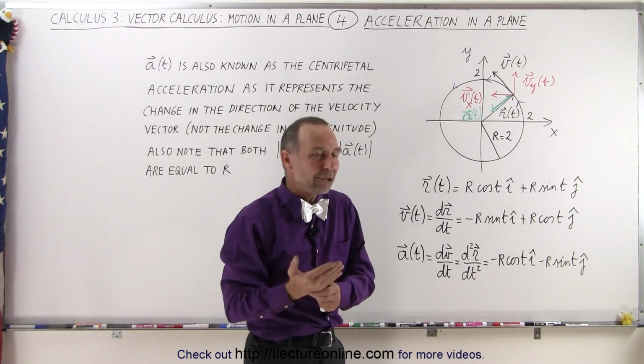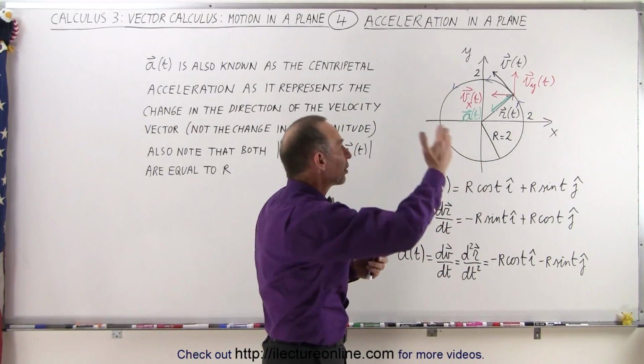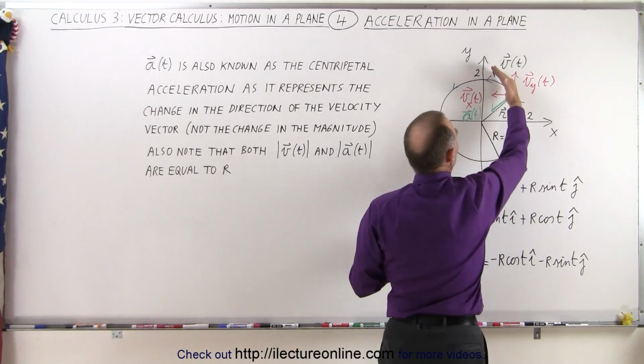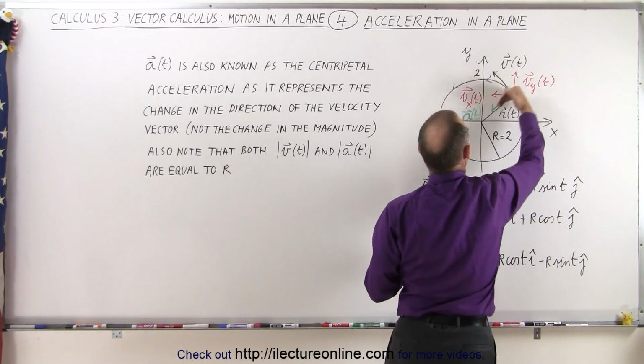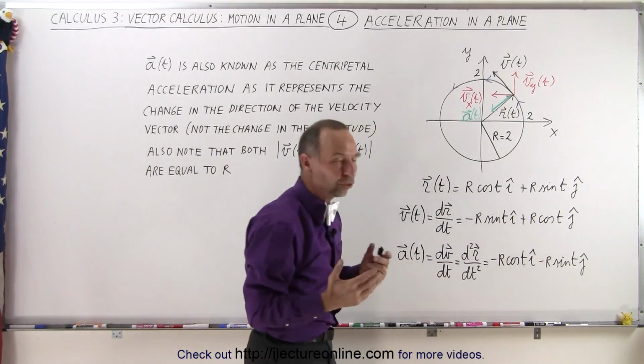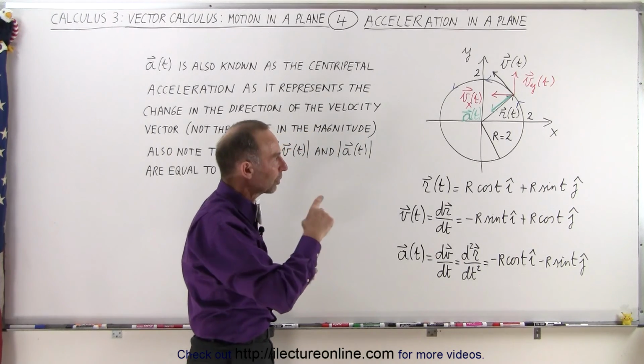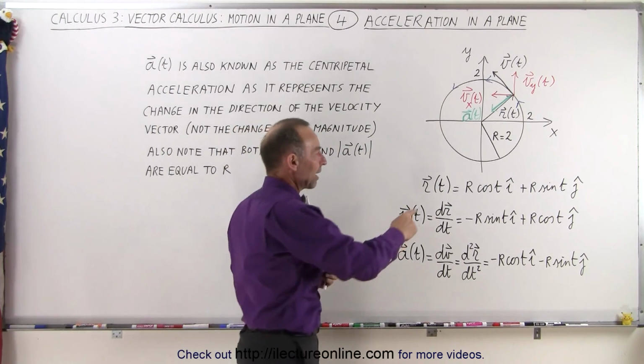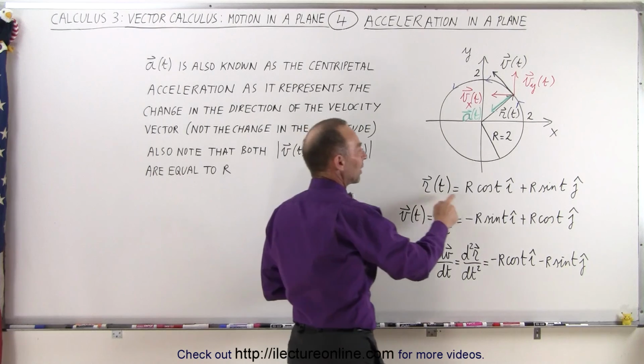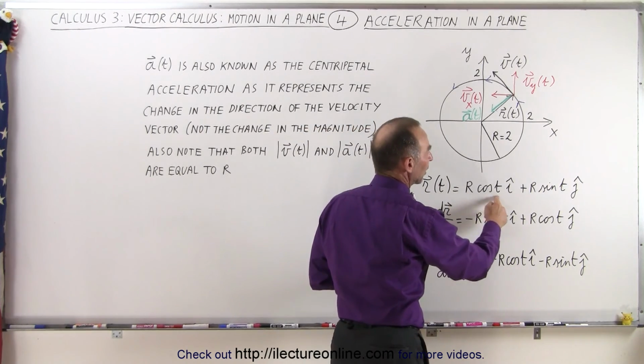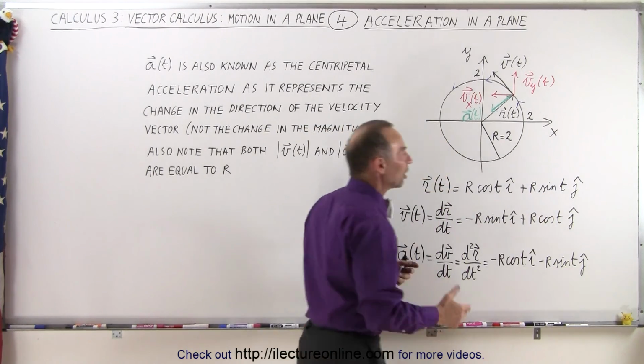We have another 90-degree angle change in a counterclockwise direction from the direction of the velocity vector to the direction of the acceleration vector. Now, assuming that the velocity around the circle is constant, here we have the position vector. This is described as r times the cosine of t in the i direction plus r times the sine of t in the j direction.